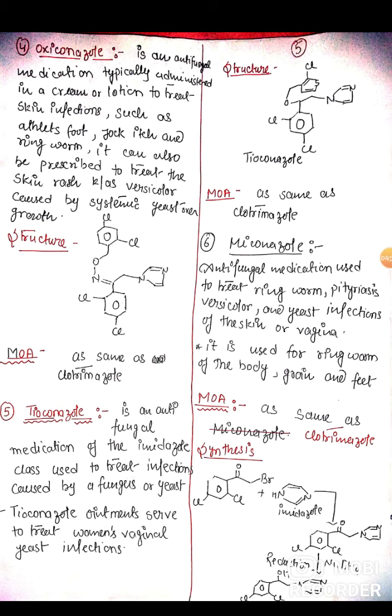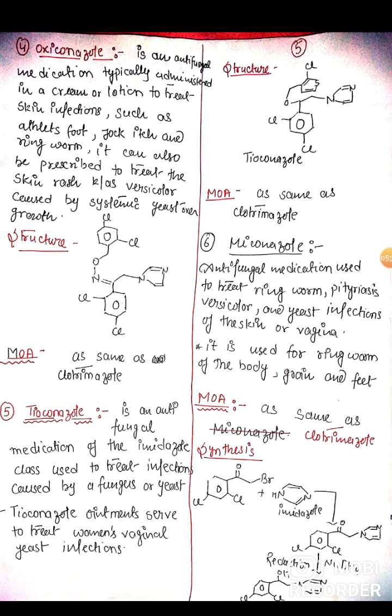The next drug is tioconazole. Tioconazole is an antifungal medication of the imidazole class used to treat infection caused by fungi or yeast. Tioconazole ointments serve to treat women's vaginal yeast infection. The structure is as follows, and the mechanism of action is the same as clotrimazole, so that it inhibits the enzyme alpha demethylase.